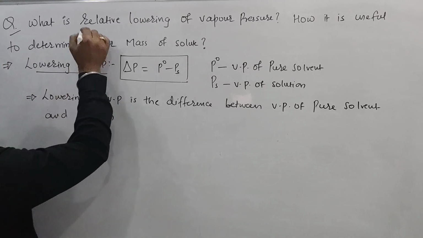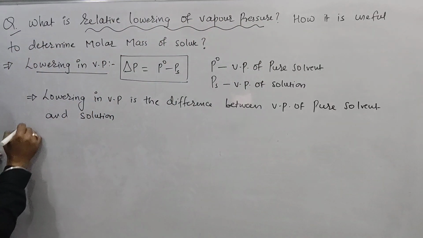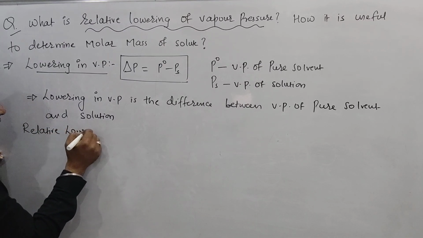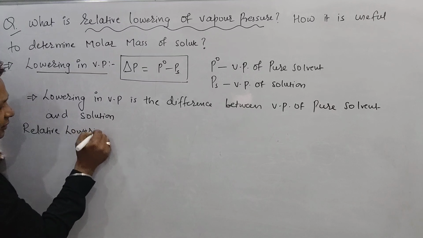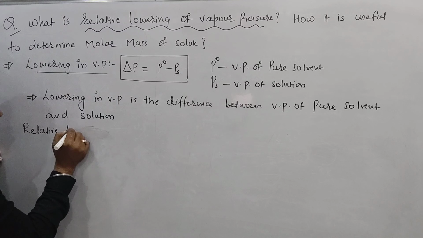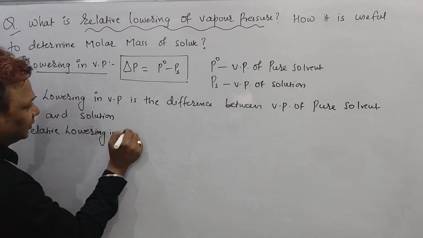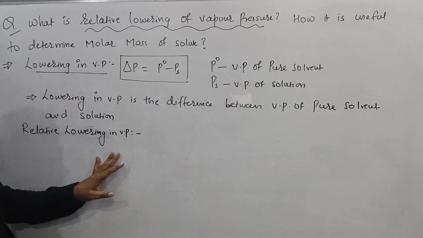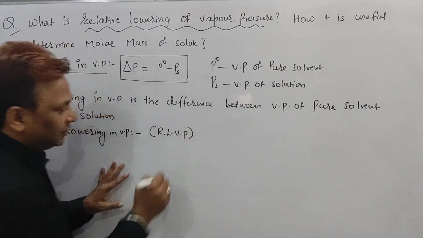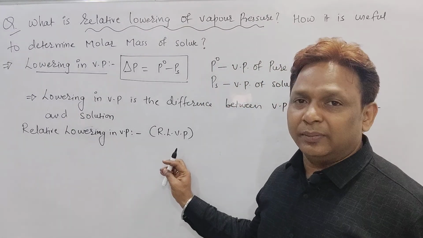But they didn't ask about lowering, they are asking relative lowering of vapor pressure. So now the next statement you have to write: what is relative lowering in vapor pressure? For our convenience I will write RLVP. RLVP is called the relative lowering in vapor pressure.